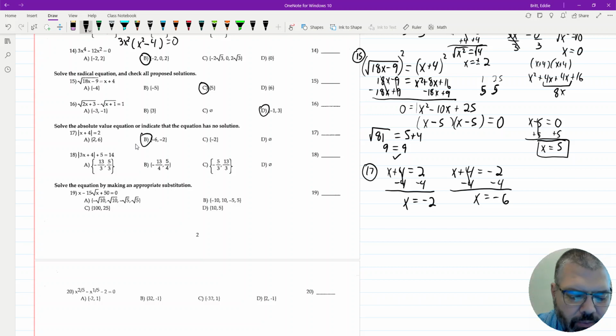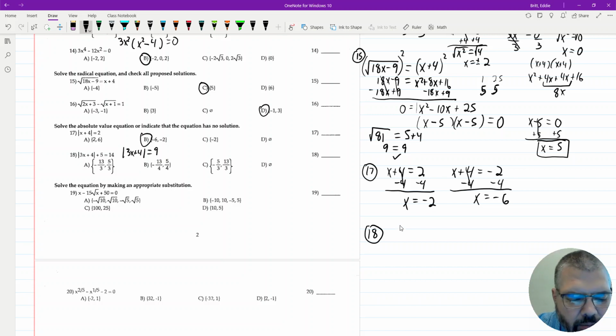On number 18, we have to do just a little work before we set up our equations, and that's because, look at number 18, you have a plus 5 on the outside of the absolute value bars. So we need to move that 5 over. So I'm going to subtract 5 from both sides. So I'll have the absolute value of 3x plus 4. And then I subtract 5 from both sides. That's going to be equal to what? 9. 14 minus 5 is 9.